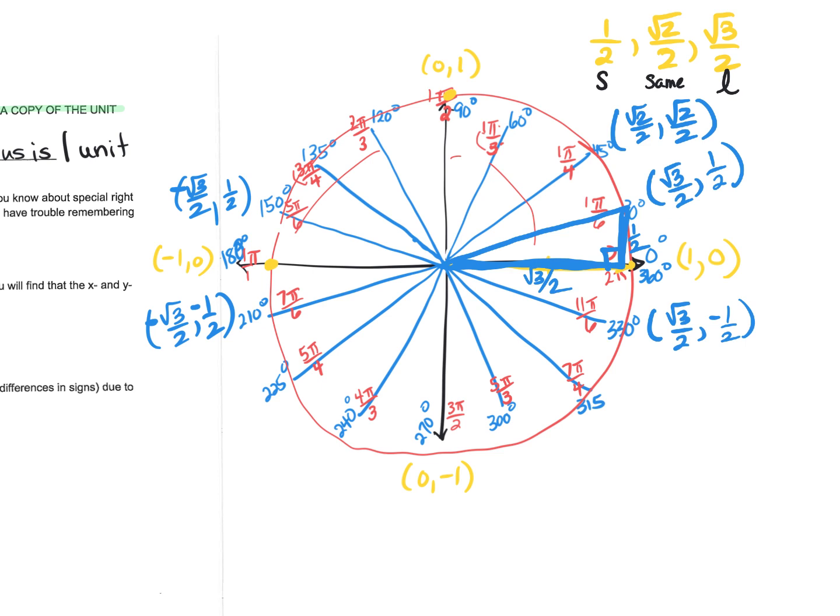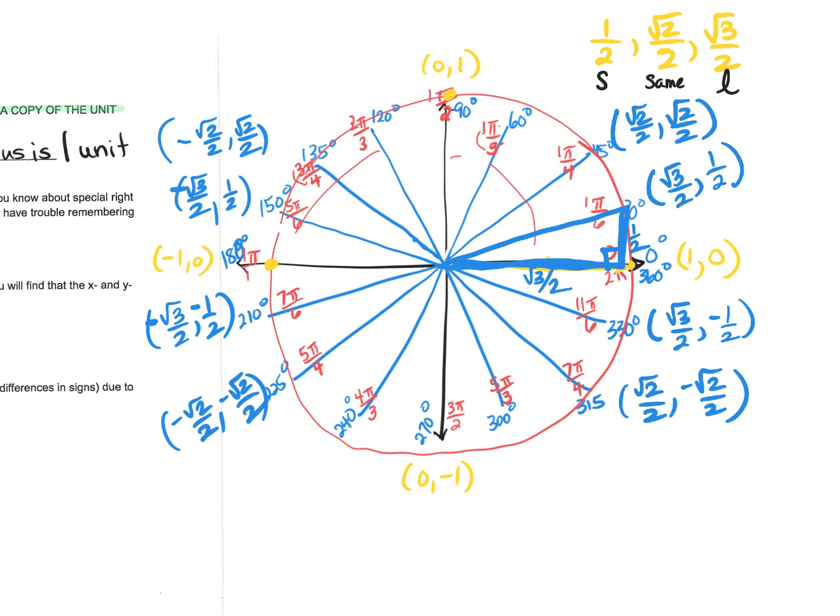Does anybody not see it? Please tell me if you don't see it. So negative root 2 over 2, root 2 over 2, negative root 2 over 2, negative root 2 over 2, root 2 over 2, negative root 2 over 2.